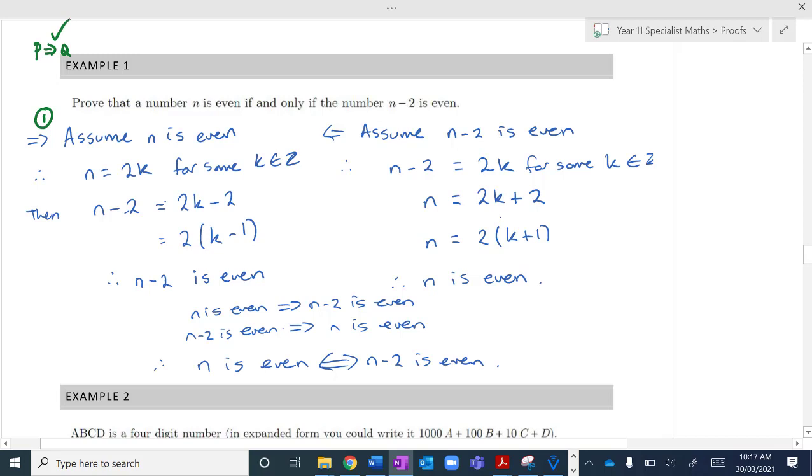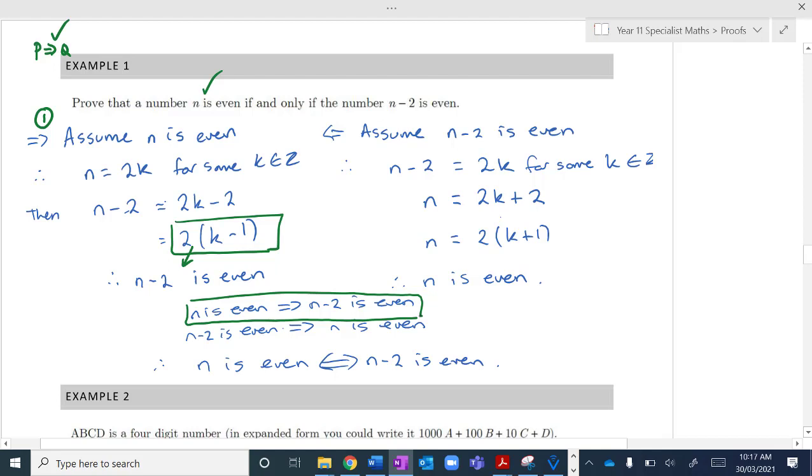We're just going to assume that n is even. Of course, if n is even, then we can say that n is equal to 2k, such that k is some integer. If I then subtract 2 from both sides, you can see that 2k minus 2 is also even. So we've just proven that n minus 2 is also even, and that means that we've done the first step. If n is even, this implies that n minus 2 is even.